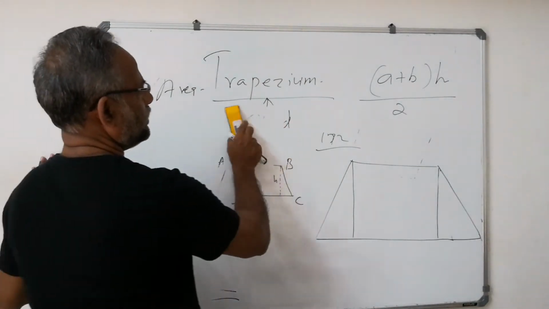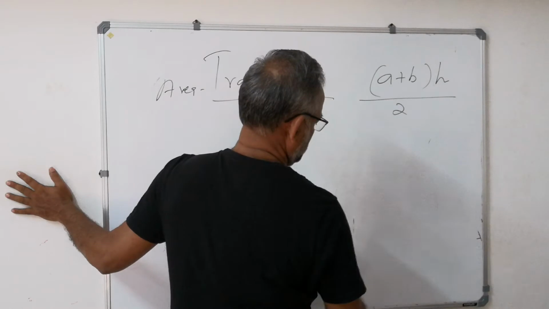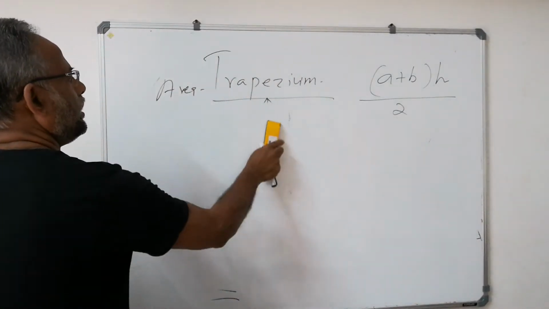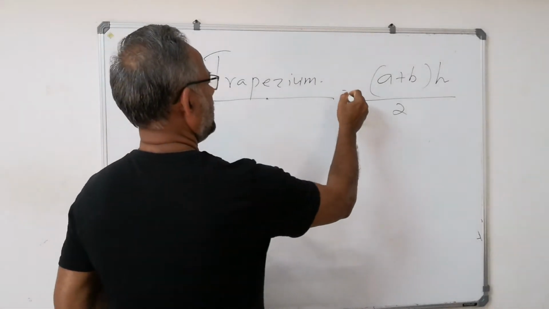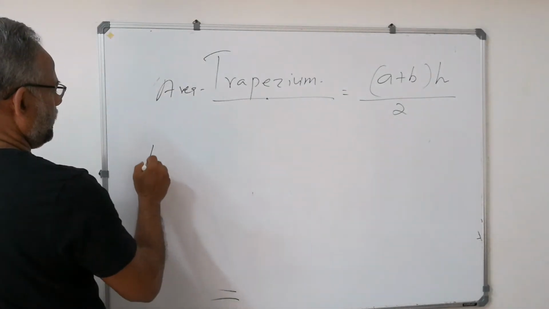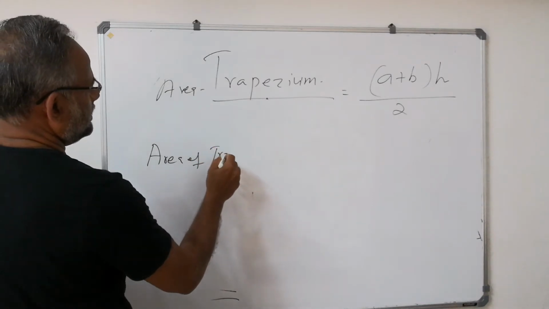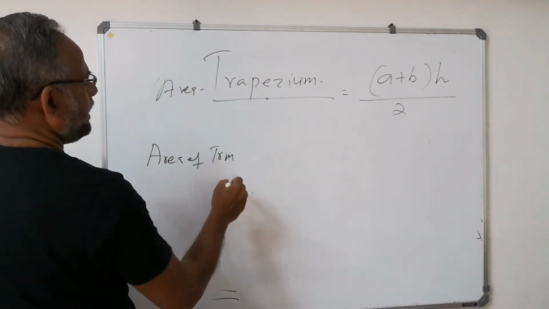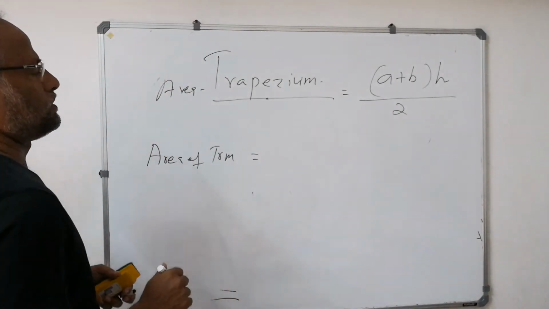Now please write the formula. Trapezium. I told you, draw a trapezium. You draw. Already you do. You did not, I think so. Now you have to write the formula. So area of a trapezium. This is a trapezium. Okay. Now listen here. Area of trapezium is equal to, short form I am using.